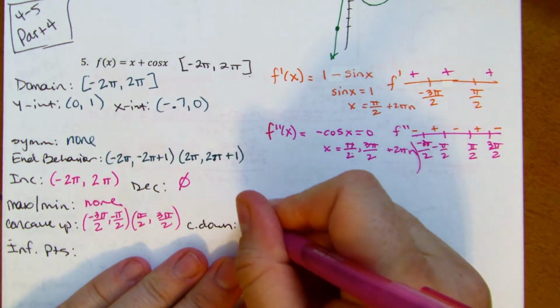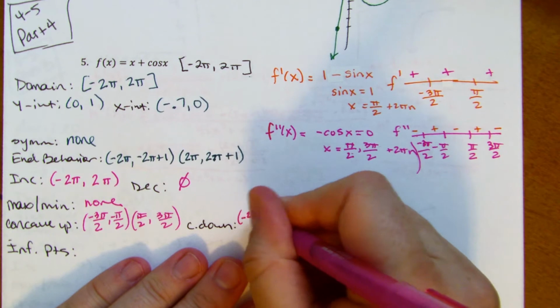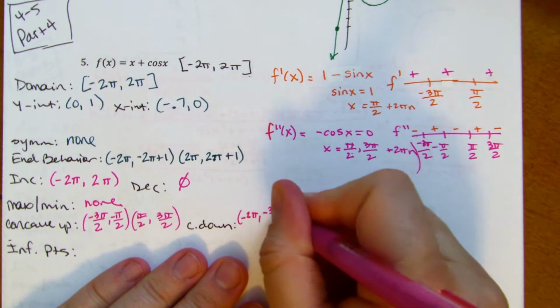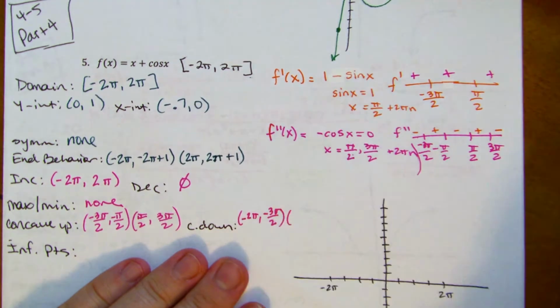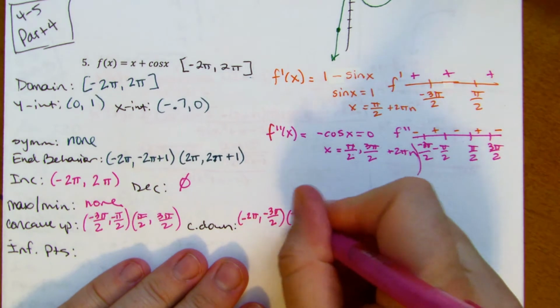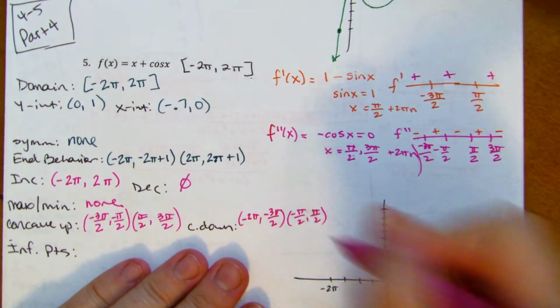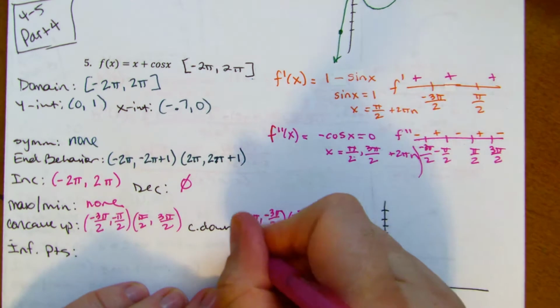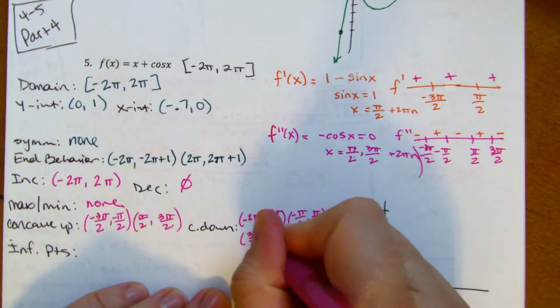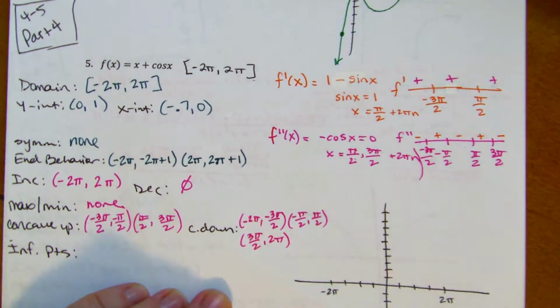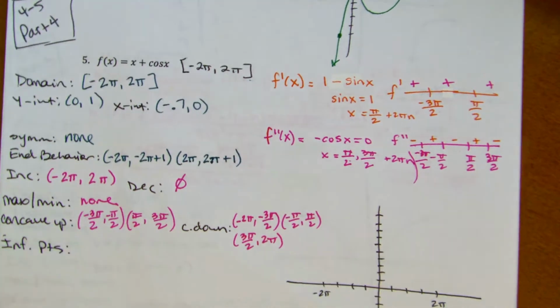So I will say from negative 2 pi until negative 3 pi over 2, and then from negative pi over 2 to positive pi over 2, and then from 3 pi over 2 to 2 pi. So that's where it's concave up and concave down.